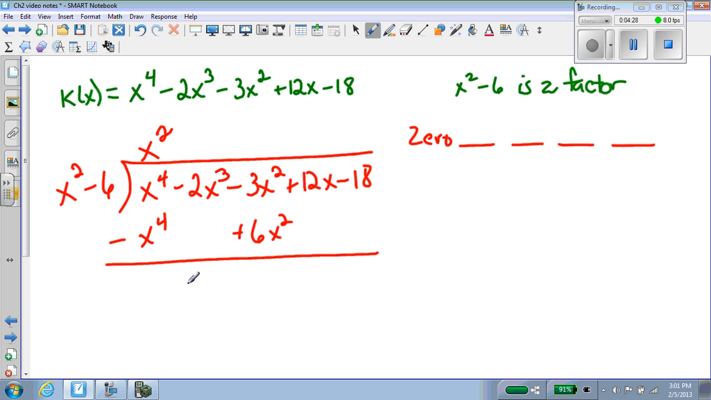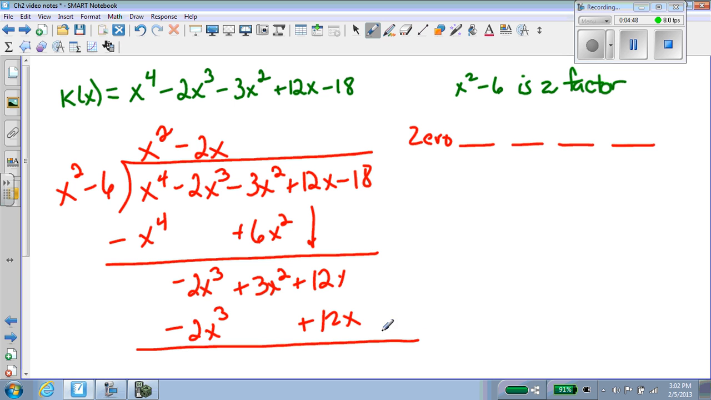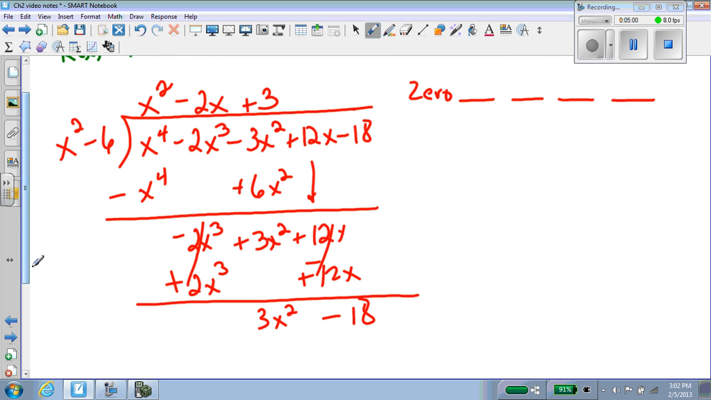Draw a line and subtract. Negative 2x to the 3rd plus 3x squared, bring down my 12x. So minus 2x. So minus 2x to the 3rd plus 12x. Draw a line and subtract. 3x squared minus 18 plus 3. So 3x squared minus 18, draw a line, subtract, no remainder.